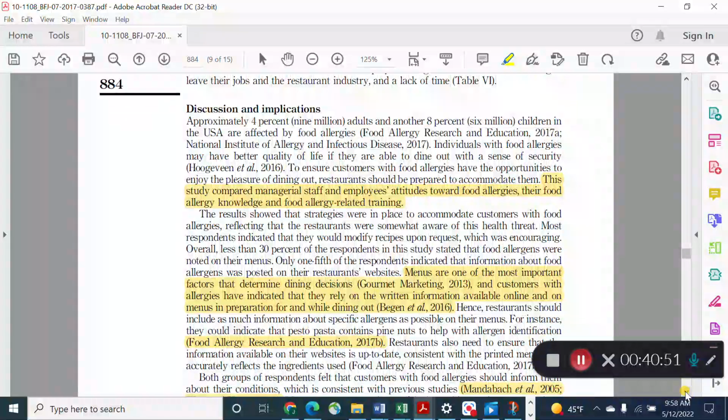and the conclusions. So we've gone through the review of literature or introduction, methodology, results, and now we get to our fourth component of a data collection article, the discussion. And sometimes you see discussion and conclusions. Here they've got discussion and implications.